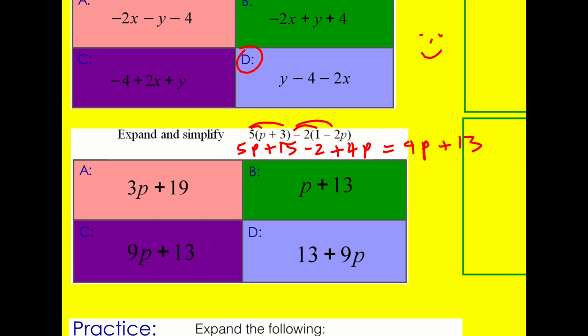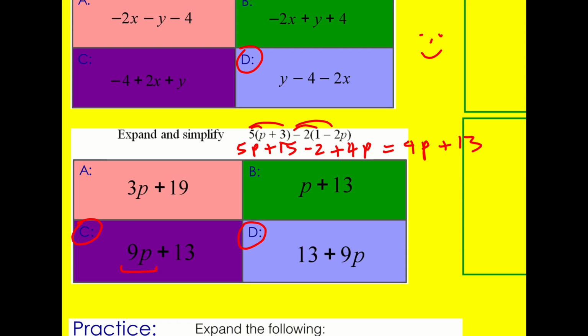Okay, and if I look at it, it's going to be C, but also it could be D. They're actually the same thing. Interesting question. I didn't really talk about this before either, but normally you write your x or your p terms first and then the number, but actually it's not that important.